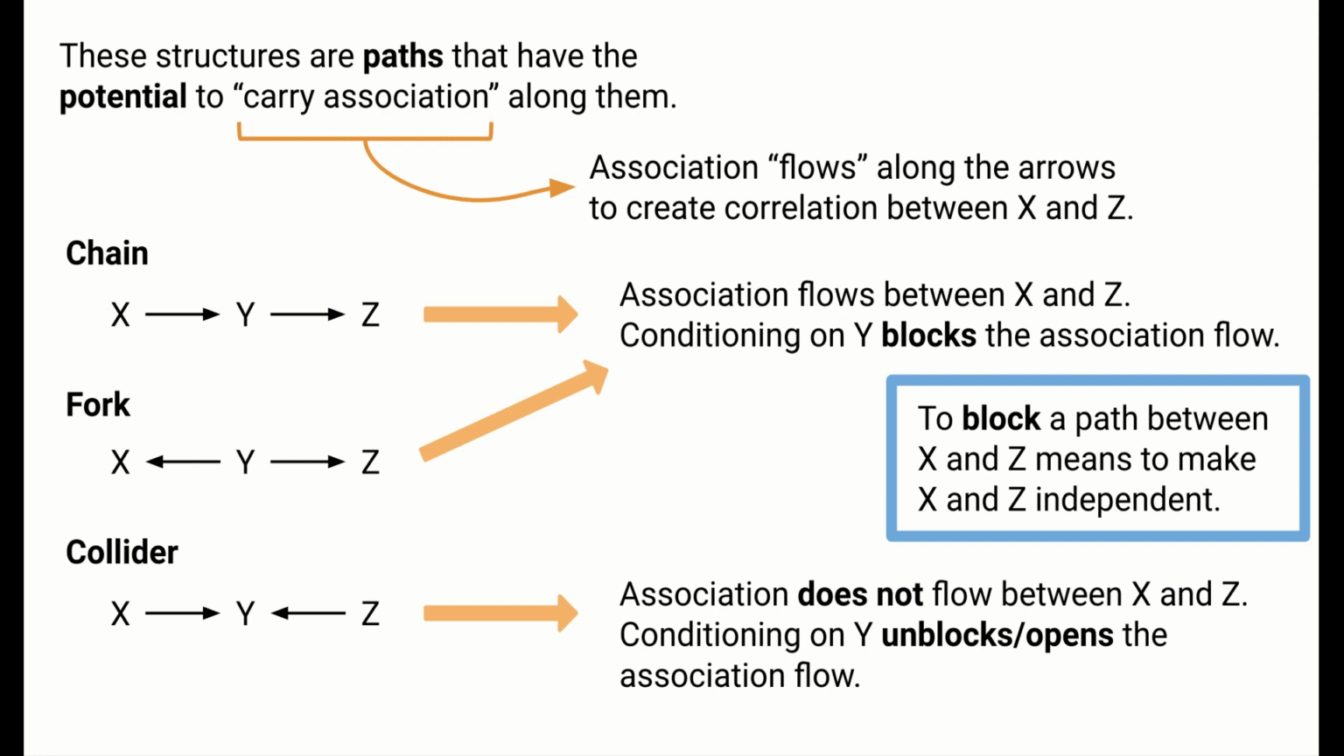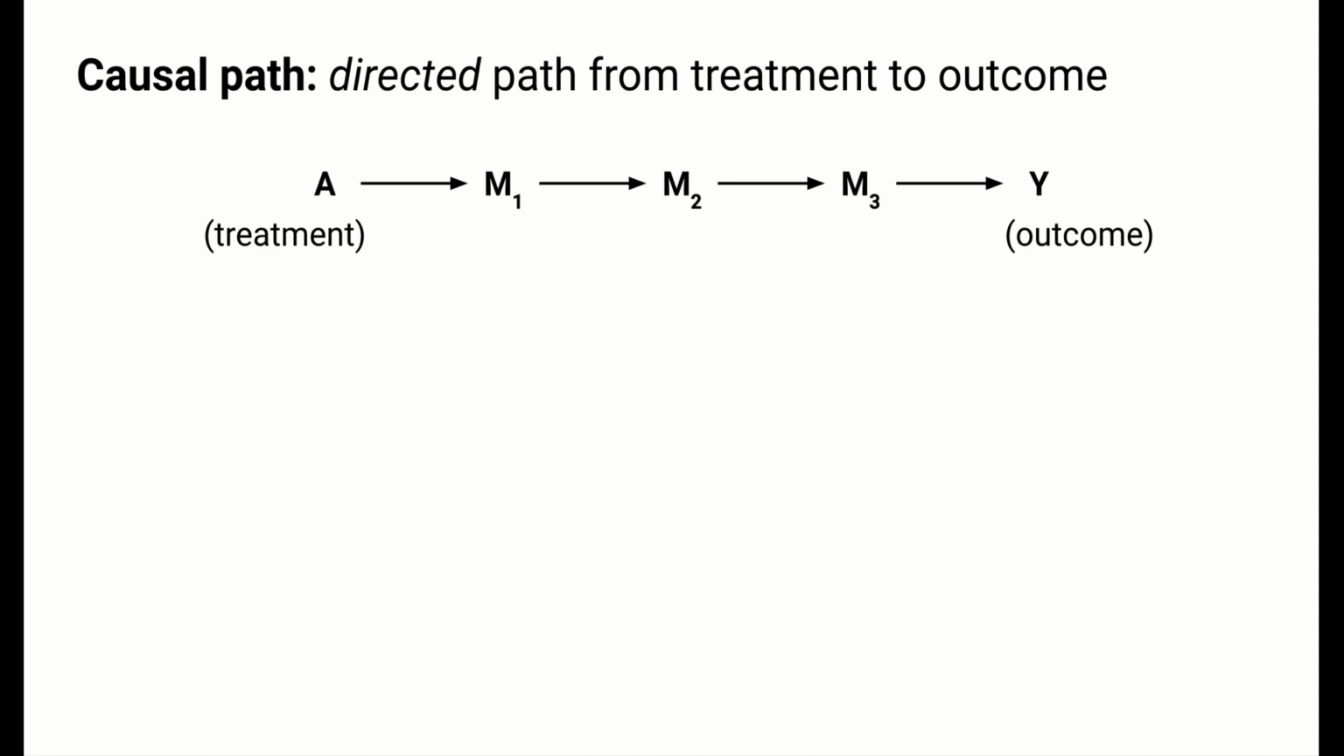In causal graphs used in practice, paths are generally longer than these three node structures and can be classified into two groups: causal paths and non-causal paths. A causal path, like the one shown here, is a directed path that starts at the treatment node and ends at the outcome node. From now on, the treatment variable will be denoted as A for action, and the outcome variable will be denoted as Y.